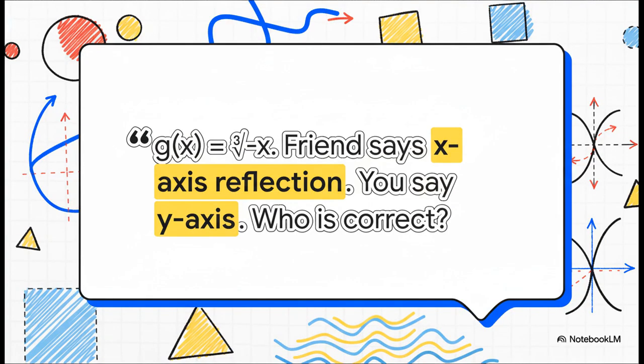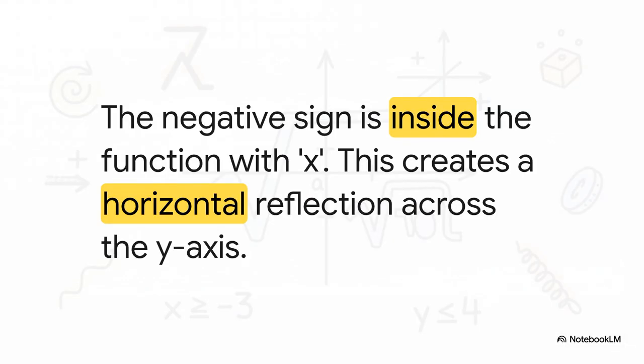All right, pop quiz time. Let's say you and a friend are looking at this function. Your friend says that the negative sign means it's a reflection over the x-axis, but you think it's a reflection over the y-axis. Who's got it right? You do. You're totally right. The absolute key here is noticing that the negative sign is inside the function, attached directly to the x. That means it's a horizontal change, which is a reflection across the y-axis.